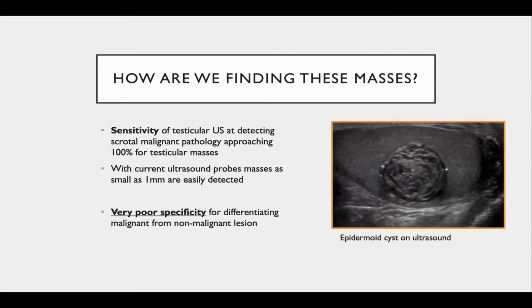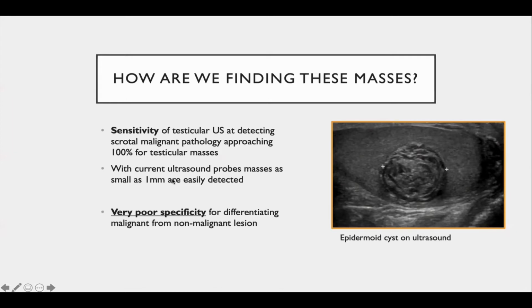So if many of these masses aren't palpable, then how are we finding them? We've seen a rise in the use of ultrasound that's likely due to its increased affordability. The probes are also getting very sensitive. So right now, most standard ultrasound probes have a sensitivity approaching about 100% for picking up a testicular mass. And we can pick up small masses, basically anything greater than 1 millimeter. So if there's a mass there, we can pretty much find it.